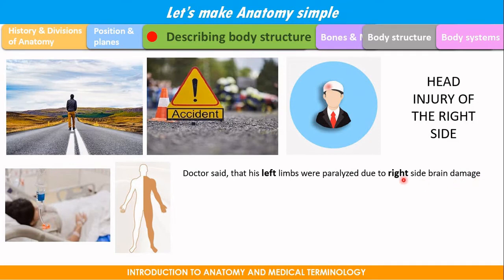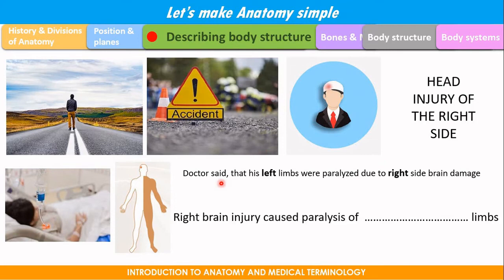Yes, if the right side of the head is damaged, it is natural that the left limb would be paralyzed in most of the cases. So there comes the terminology of laterality. Right side brain injury causes paralysis of which limbs? Opposite side limbs. Opposite is meant in anatomy as contralateral.